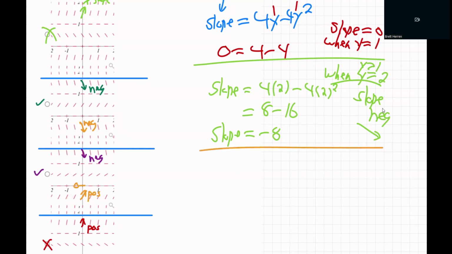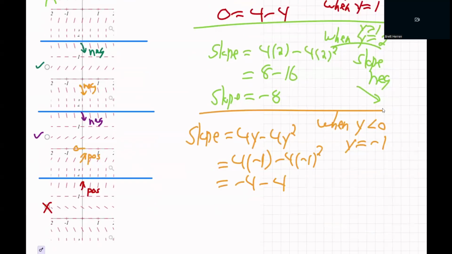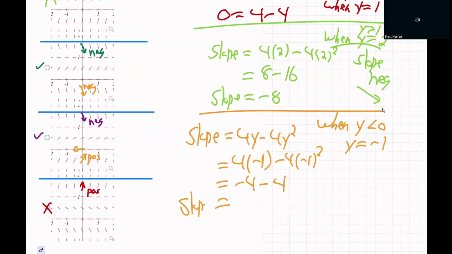Which one's right? So when y is less than 0, like negative 1, what should the slope be? 4y minus 4y squared is 4 times negative 1 minus 4 times negative 1 squared, negative 4 minus 4. Slope is negative 8. The slope should be negative, so not positive. He's out. This is our real answer. The slope is negative when y is less than 0.